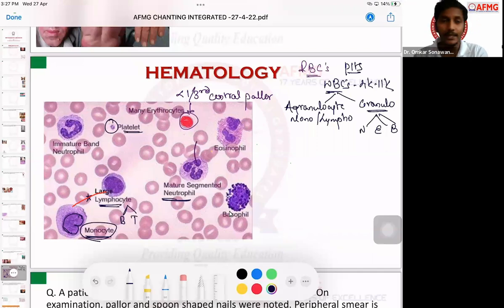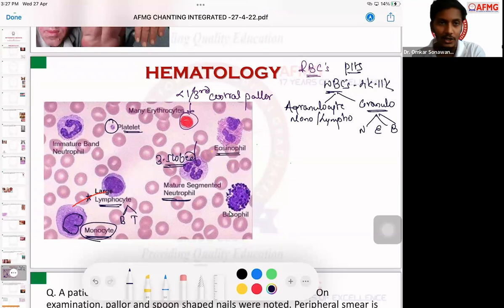Secondly, you can see there is a 3 to 5 lobed nucleus. So if there are 3 to 5 lobes in the nucleus of some WBC, that is definitely a neutrophil. Therefore, it is called a segmented neutrophil, right? So a 3 to 5 lobed nucleus is seen in a neutrophil.